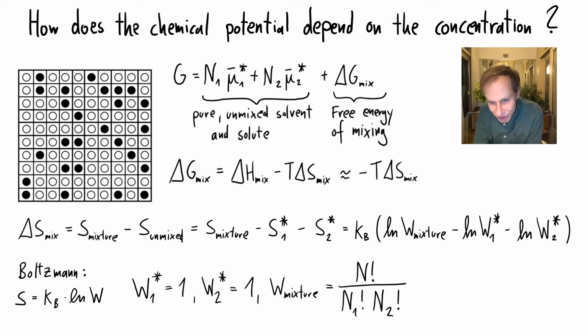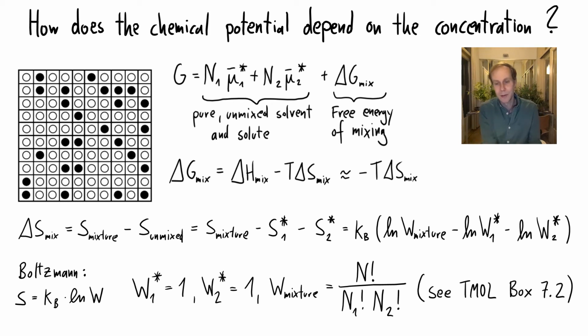The multiplicity of the mixture can be calculated with this formula. And the origin of this formula you can find in the earlier units. So the multiplicity of the mixture is given by the factorial of the total number of molecules in the mixture, being N1 plus N2, right? Divided by the factorial of the number of solvent molecules times the factorial of the number of solute molecules. That's the expression for the multiplicity of the mixture, which we now can plug in to the definition of the entropy.